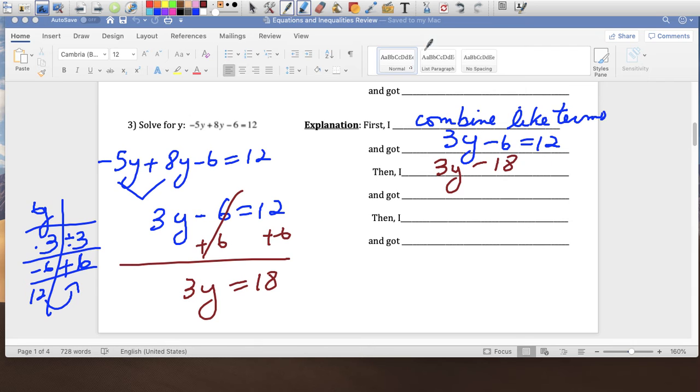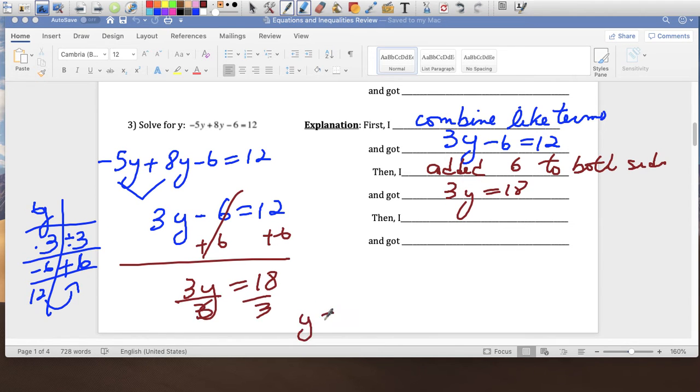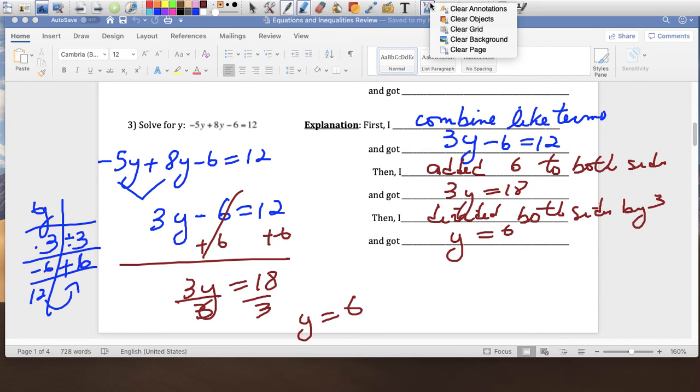Oops, I forgot. Then I added 6 to both sides, right? And then I got 3y equals 18. The next thing we do is divide this by 3 and divide this by 3. Then I divided both sides by 3, and I got y equals 6. 18 divided by 3 is 6, and 3 divided by 3 is 1, and 1 times y is just y. So that's my final answer. Okay.